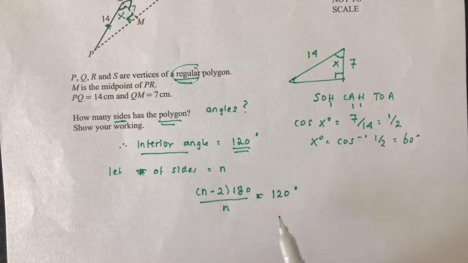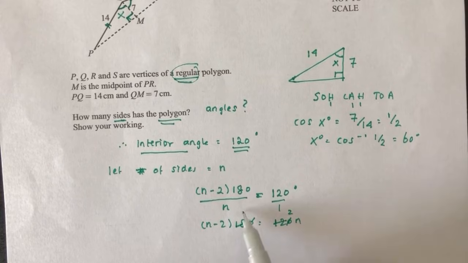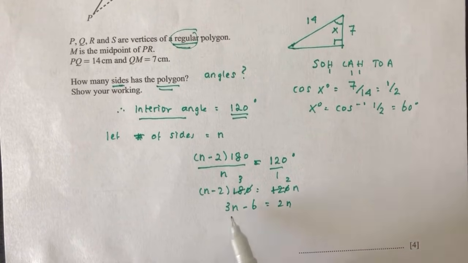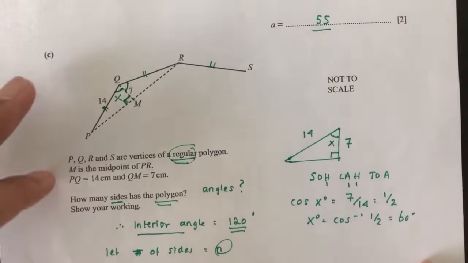Now you have to simplify. We have to cross multiply. We have n minus 2 times 180 is equal to 120n. Cut 0 off, divide by 6, we have 2 and we have 3. Now we can expand. We have 3n minus 6 equal to 2n. So we bring this here, and we have 3n minus 2n, which is n, equal to 6. n is the number of sides, so the number of sides is equal to 6. That will be your answer for part C.